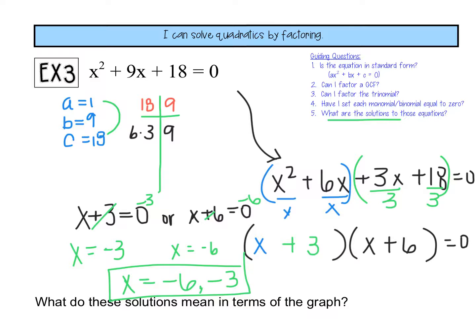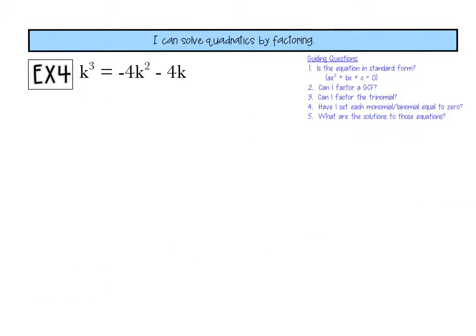And what that means in terms of the graph is those are my x-intercepts. So it's crossing over at negative 6 and at negative 3.